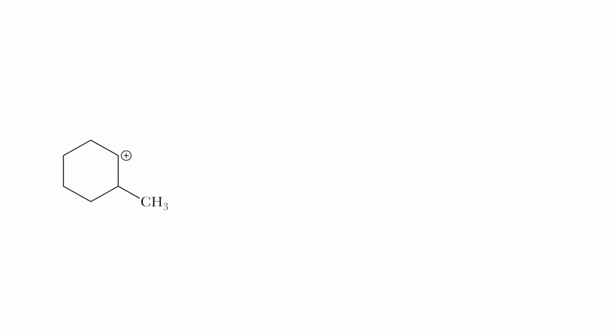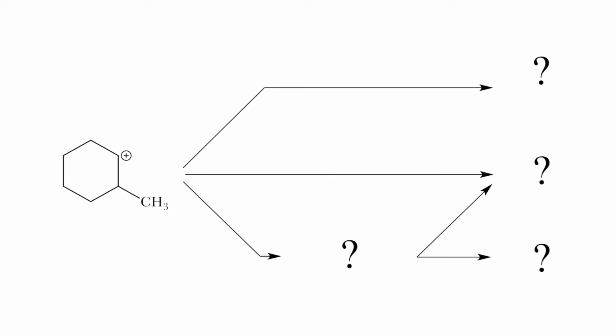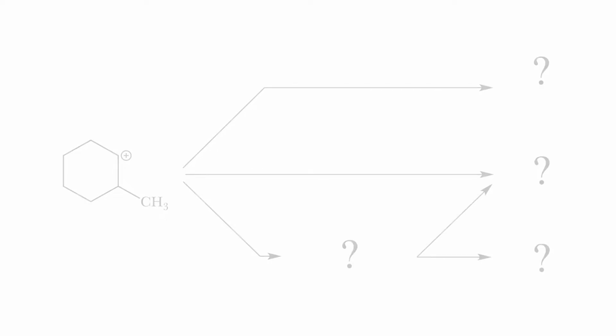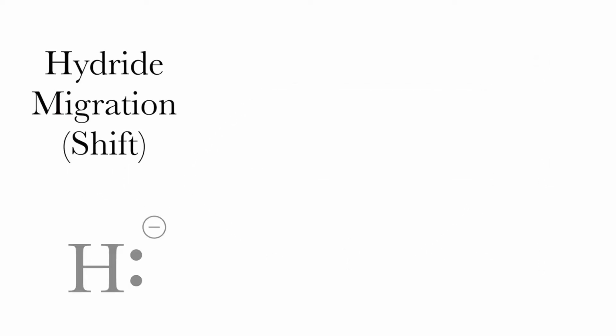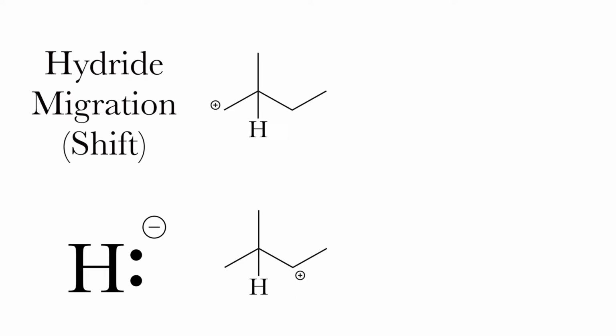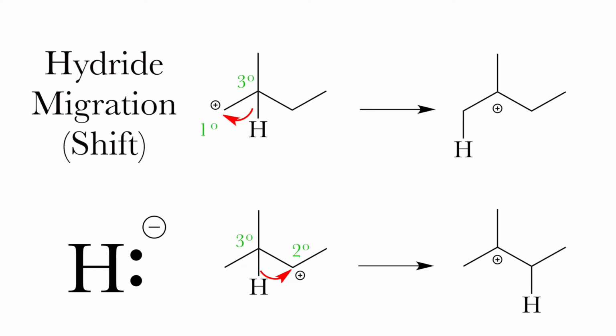Now from here we have a few different pathways which end up with 3 different products, one of them having an additional intermediate. That additional intermediate is going to require a hydride shift. Now a hydride is just a hydrogen with a lone pair, and a hydride shift occurs anytime you have a primary or secondary carbocation next to a tertiary hydrogen. So the hydrogen with its electrons from the bond will jump to the less substituted carbocation, creating a more stable, more substituted carbocation.